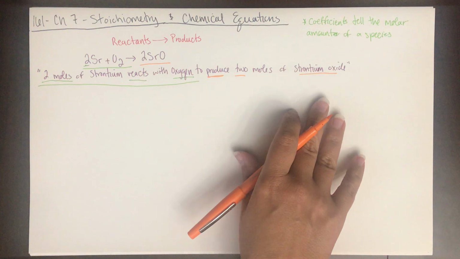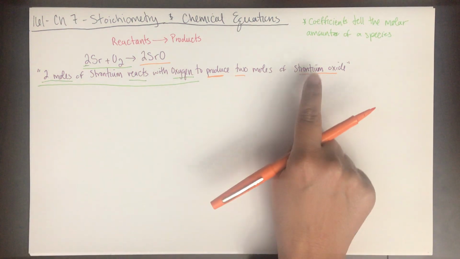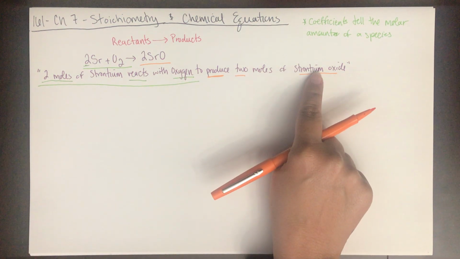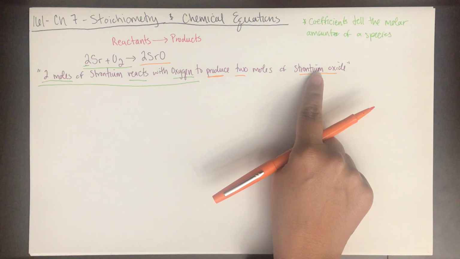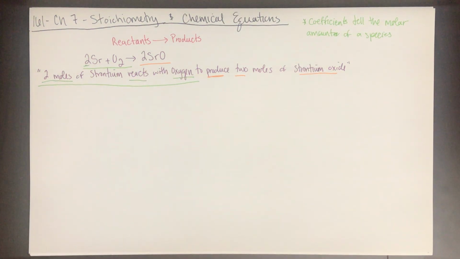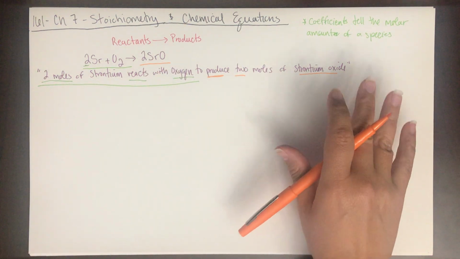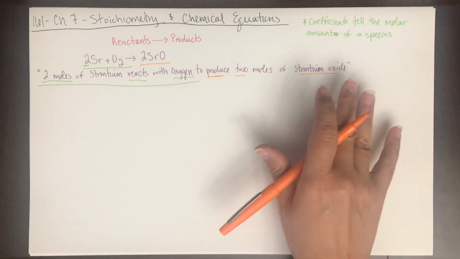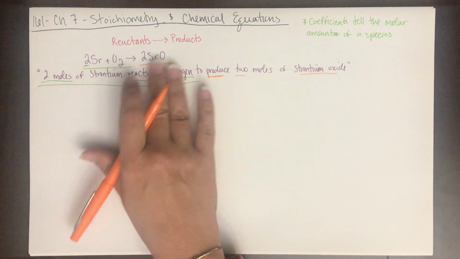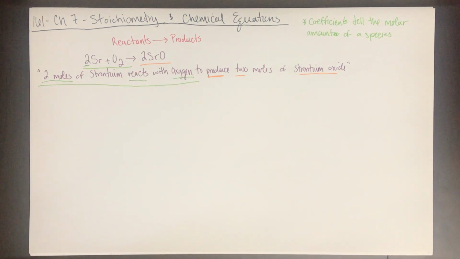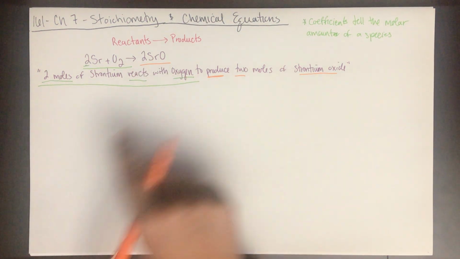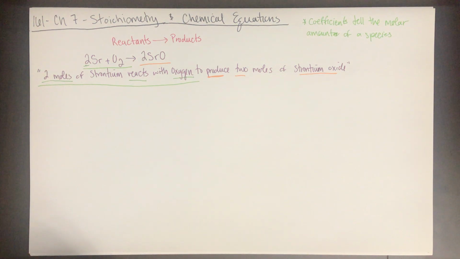It doesn't have to be written this way. It could have been switched. It could have said strontium oxide is produced by the reaction of 2 moles of strontium with oxygen. So they do not have to be worded this way. You just need to be able to interpret the sentence to determine what are the reactants and what are the products. So look for keywords like produce or reacts. Make sure you're paying attention to molar amounts in the reaction.